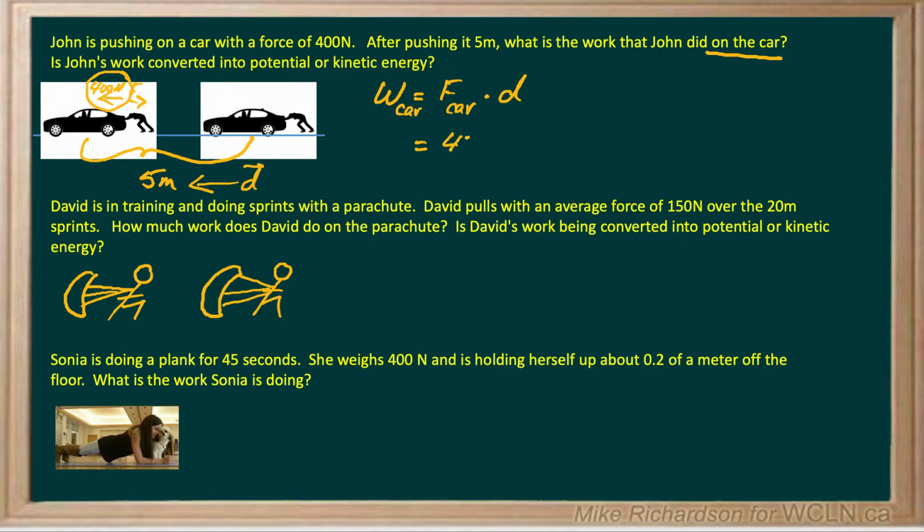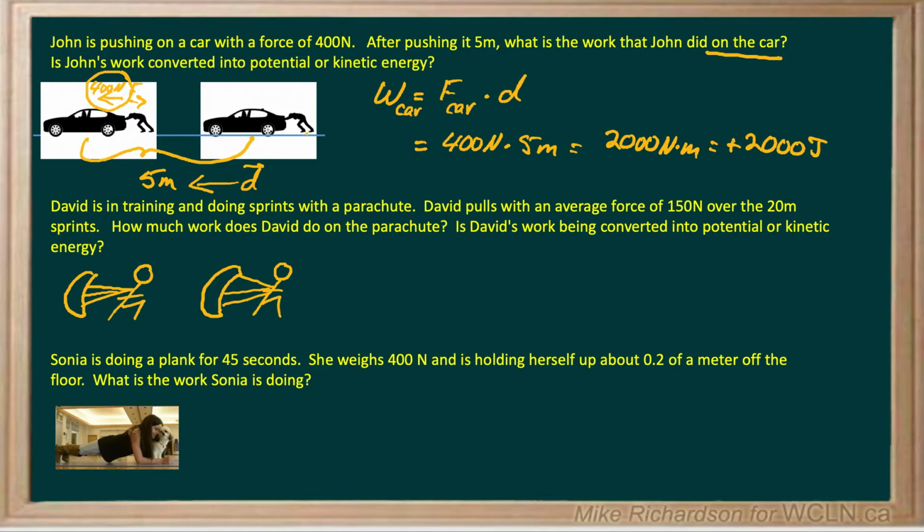So all I do is I go 400 newtons and I multiply it by 5 meters to get 2,000 Newton meters, which is the same thing as 2,000 joules. And it's a positive answer because they're both in the same direction. In the energy and work world, if you get a positive amount of work, that means you've given the car an additional 2,000 joules of energy as a result of that push.